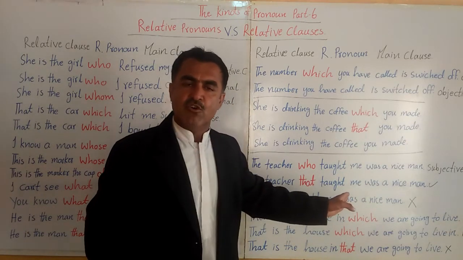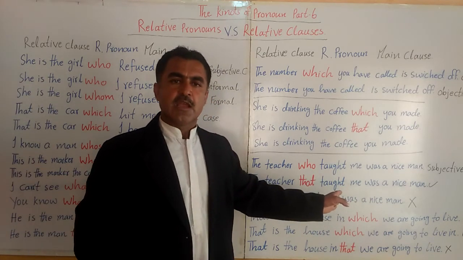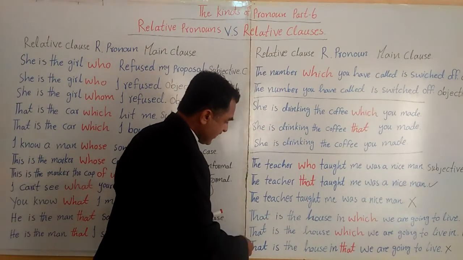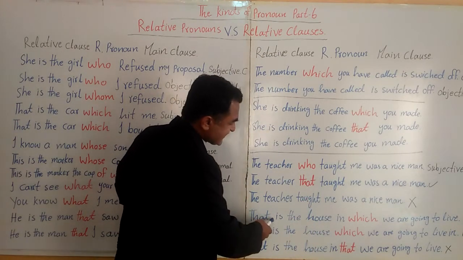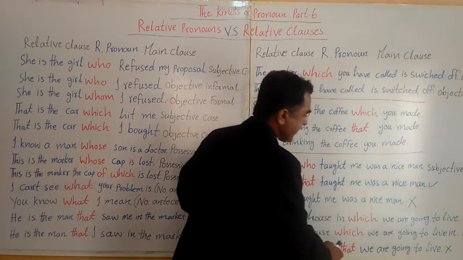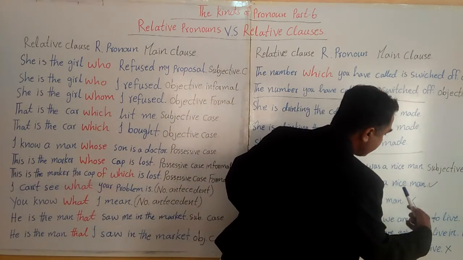But when it comes before the relative pronoun, then you cannot drop the relative pronoun. But when it comes at the end, then you can drop it. Now you see, that is the house in which we are going to live. Formal case. That is the house which we are going to live in. Informal case.